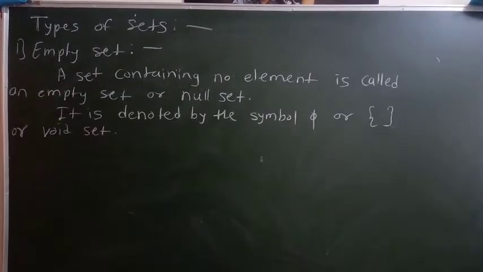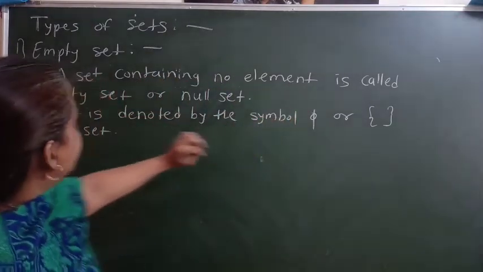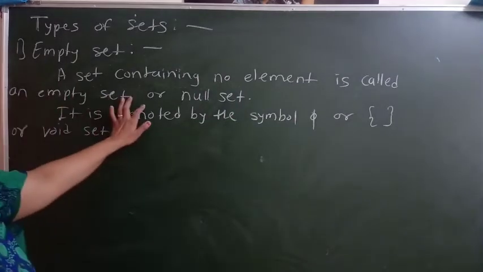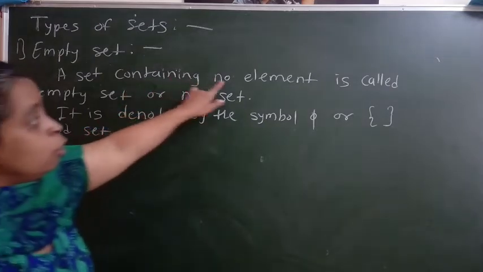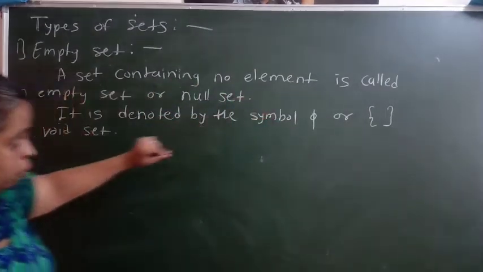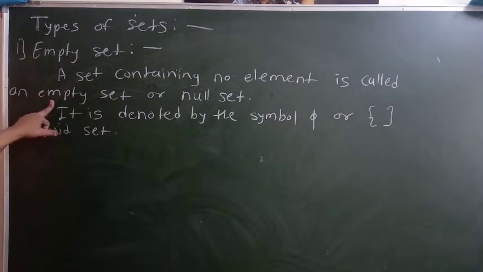Now next point is types of sets. There are so many types of sets. So first one is empty set. A set containing no element is called empty set or null set. A set containing no element. There is no any element in that set. Then that set is called empty set.